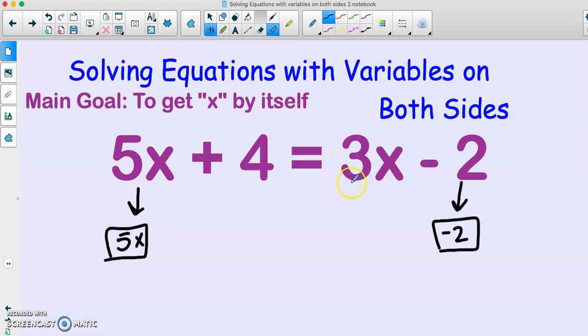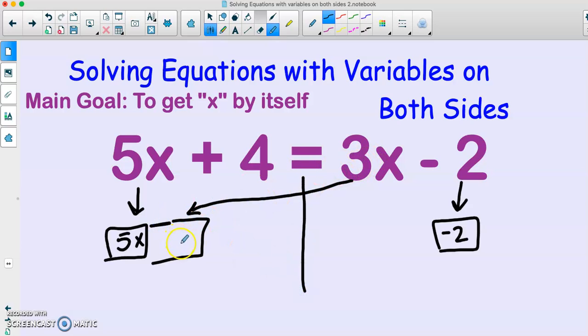So we're going to bring this 3x over and put it in a box, but notice it's crossing this equal sign right here. Anytime a term crosses the equal sign, the sign is going to change, so it's going to be a -3x. Now we bring this 4 over and cross the equal sign. It's like crossing a river or something, I don't know. That sign is going to change, and that's going to be a -4.